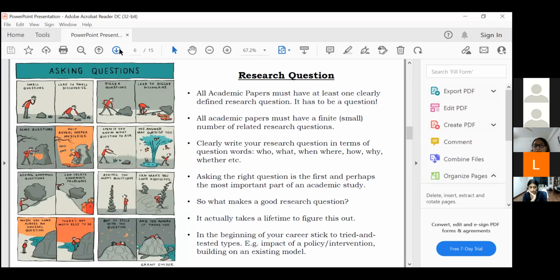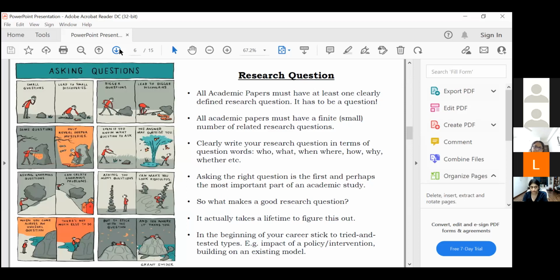Sometimes small questions can lead to some very interesting papers. Sometimes very simple questions lead to some very interesting papers. Sometimes the questions are slightly more complicated. Either way, whatever is your motivation for writing a paper, make sure you frame the research question as a question. Okay, it has to be a question so that your reader knows exactly what you want to answer. So there should be at least one clearly defined research question.